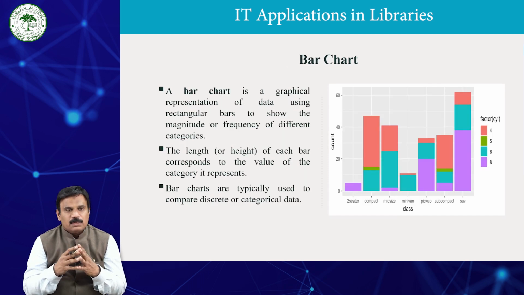Bar chart. A bar chart is a graphical representation of data using rectangular bars to show the magnitude or frequency of different categories. The length or height of each bar corresponds to the value of the category it represents. The picture of a bar chart is available here. Bar charts are typically used to compare discrete or categorical data.